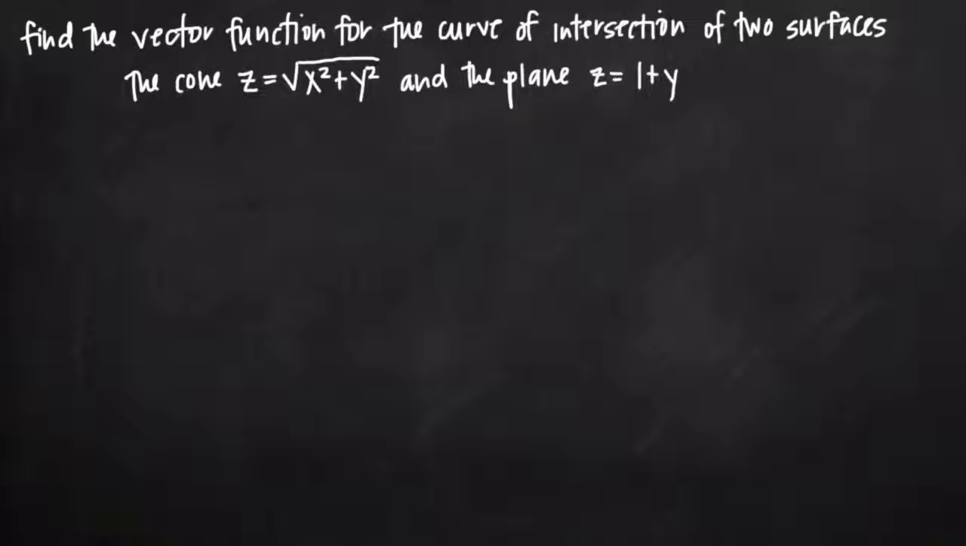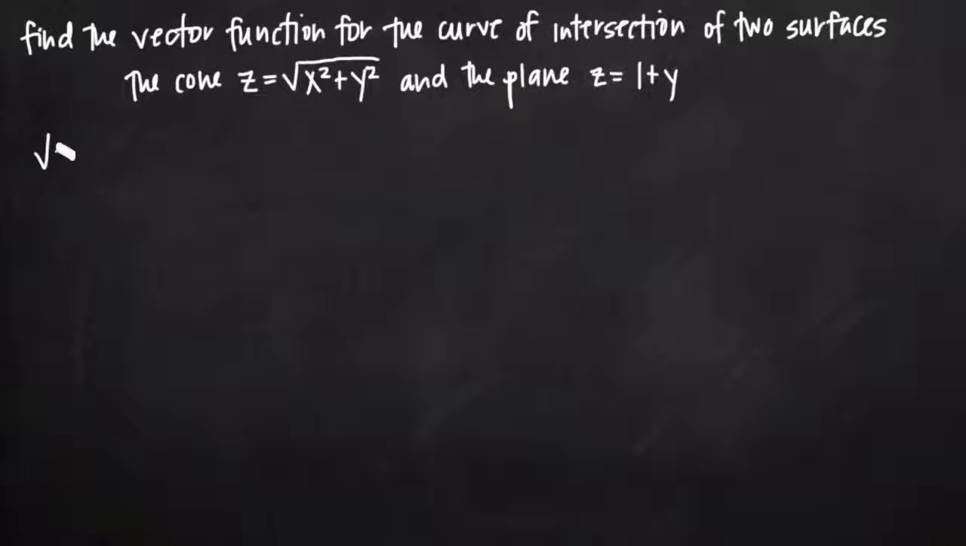Now, in order to find a vector function for the curve, what we're going to want to do is introduce a parameter value of t. We can't do that until we've got a simplified equation for one of these variables. What we're going to do in order to solve this is first set these equations equal to one another. Notice that they're both equal to z, so we can set the right-hand sides equal to each other. And I'll show you in a second why this is going to be convenient.